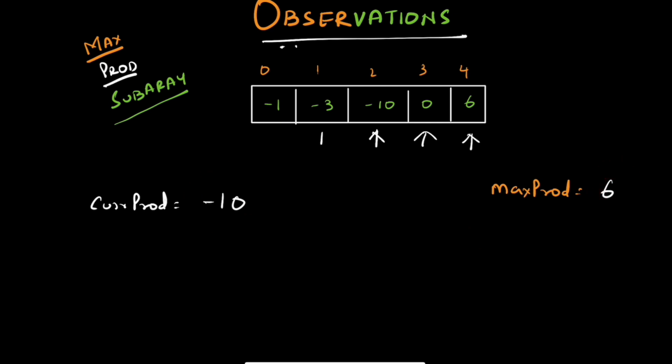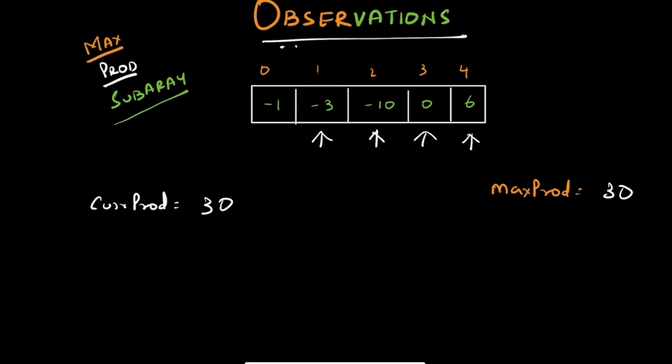Now at index 1, the element is minus 3. So we'll multiply minus 10 into minus 3, which results in 30. So we'll update our max prod to 30. Right. And we'll check whether 30 is greater than 6. Yes. Now since 30 is greater than 6, we'll update our max prod to 30. So in this way, we have achieved this subarray, right?